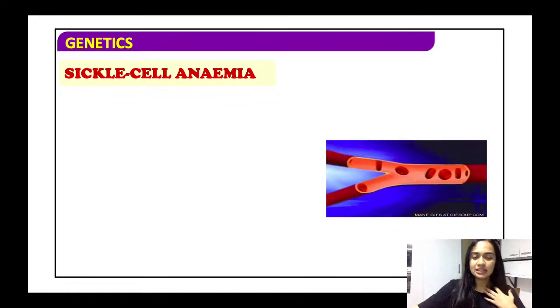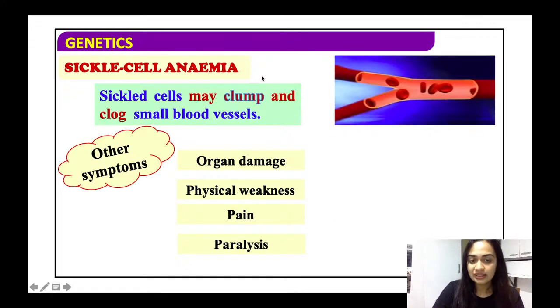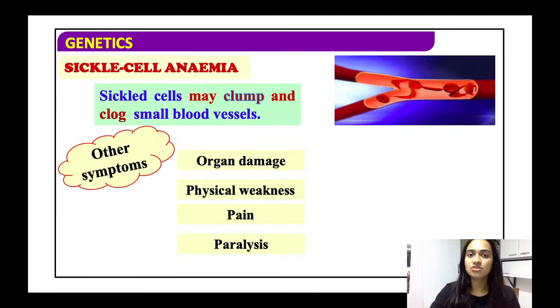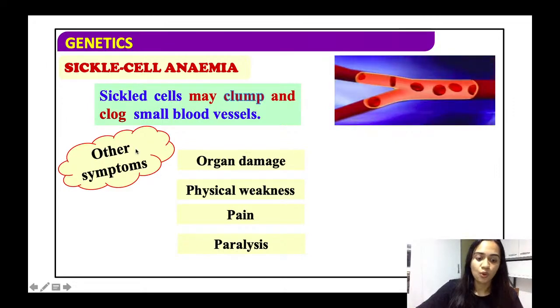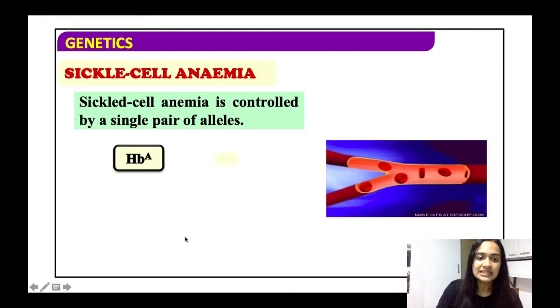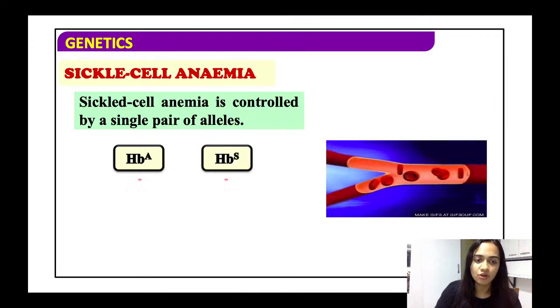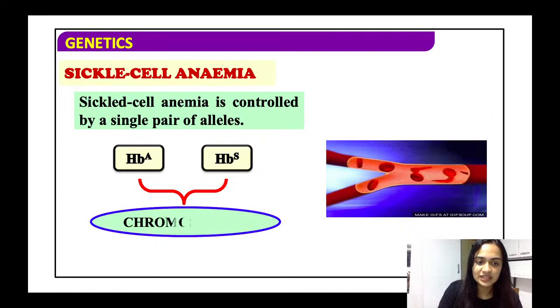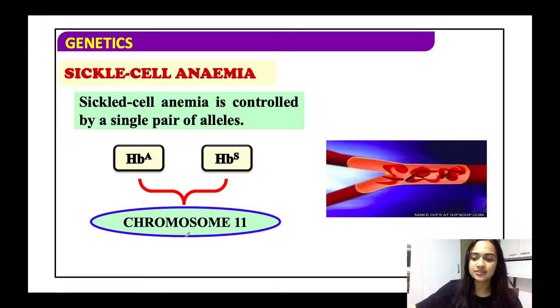Sickle cell anemia is also a very popular example of pleiotropy. It is the best example of a pleiotropic trait because one single gene, the HBS, causes so many traits. One gene having multiple traits. Sickle cell anemia is controlled by a single pair of alleles, HBA and HBS, and it affects chromosome 11. Very important.